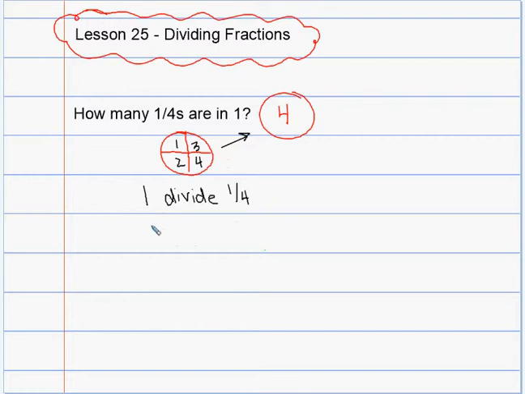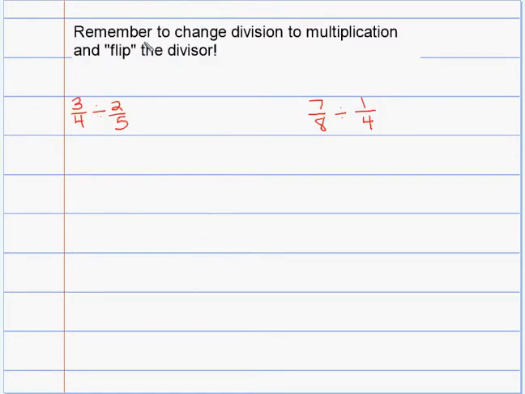What you did here was 1 divided by 1/4. And I think you know keep, change, flip, or keep, flip, change, and you take 1 times its reciprocal, 4 over 1, and that equals 4. Okay, remember to change division to multiplication and flip the divisor, right? We've talked about multiplying by the reciprocal, which is what you're doing.